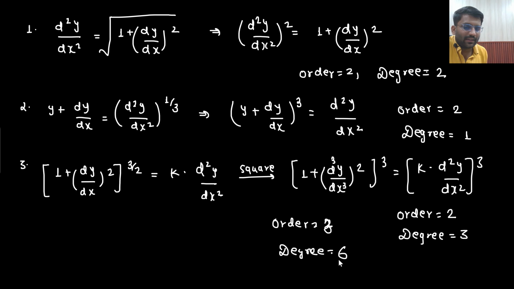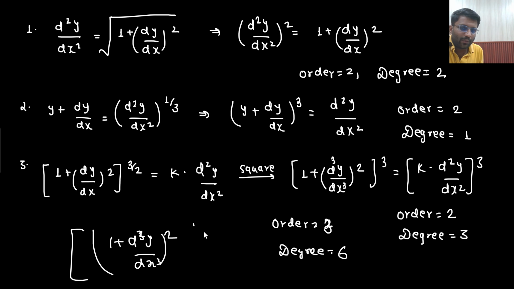Degree would be 6, right? Why? Because if you open it up, here there is already a square, 1 plus d3y by dx cube, already there is a square, and then you will do power 3 as well. So this has become 3 into 2, power 6. Eventually when you open it up, this term will have power 6. So what will be the degree? Degree will be 6. Understandable?